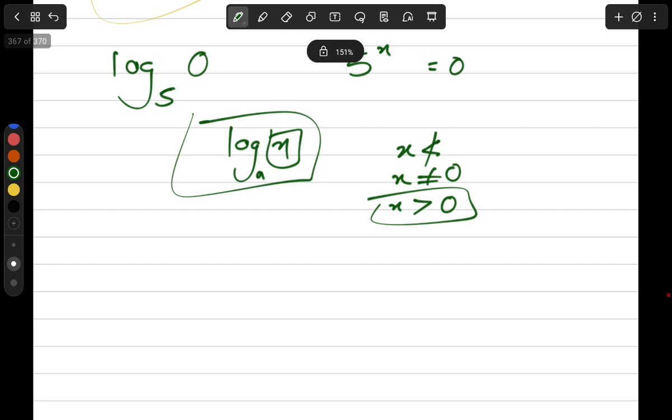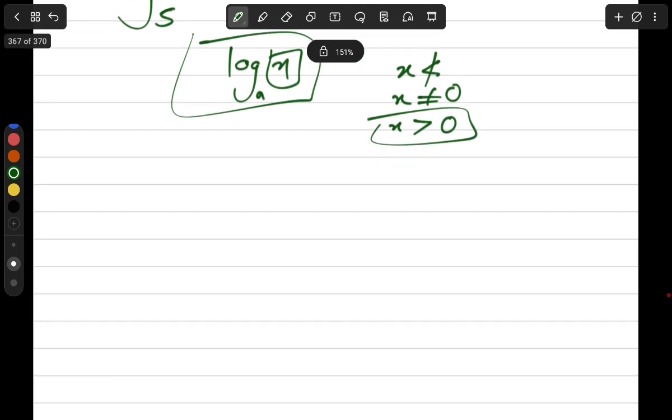The second restriction concerns the base. Can we have a base of 1, log 1 raised to the power something in order to produce an 8? Not possible. 1 to the power anything can never produce anything but 1. Therefore, I mean, just think about it.